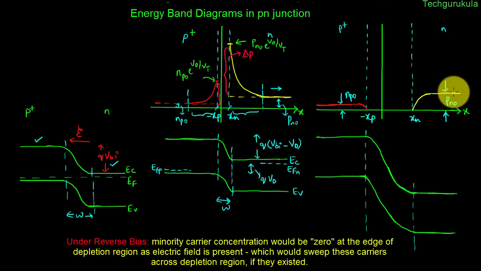The yellow curve represents the hole concentration on N side. A red curve indicates the electron concentration on P side. The value of this would be np naught, which is thermal equilibrium electron concentration on P side. And this value would be pn naught, which is hole concentration under equilibrium in N side.